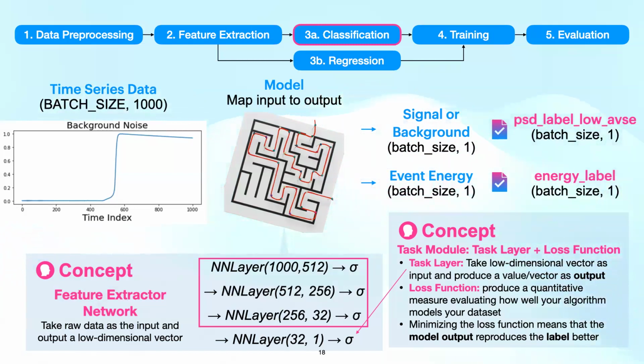The second important thing I need in my task module is what we call the loss function. A loss function gives you a quantitative measure of how well your model, your algorithm, can actually model your data set and reproduce the ground truth, say the PSD label, or the ground truth energy, that we feed into the neural network. Minimizing the loss function means your model is doing a better job reproducing the label you gave it. That's what this gentleman was asking earlier: the idea of supervised learning is that you have some label that you use to guide the training of your machine learning model.